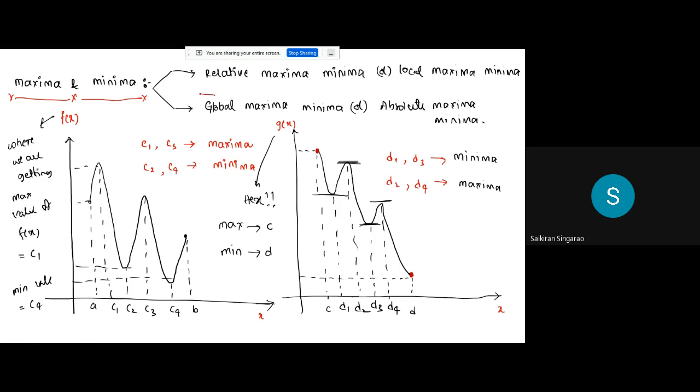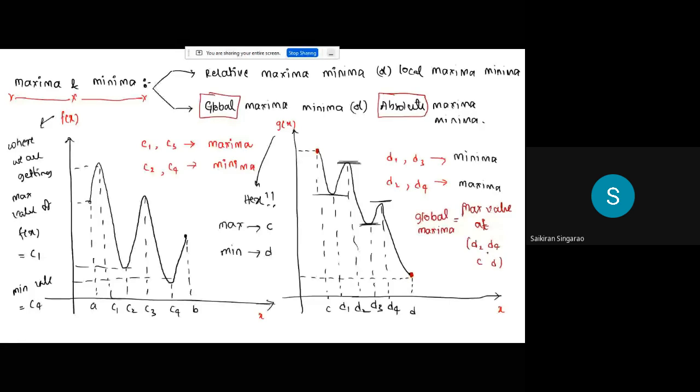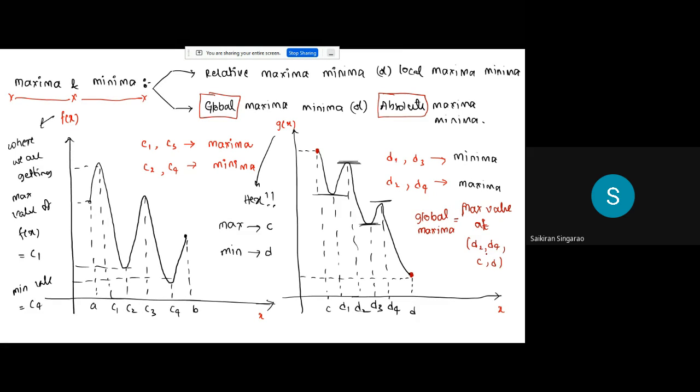Whenever you want to tell global or absolute maxima, see, I will tell like that. Global maxima is equal to the maximum value of, say, at D2, D4, C, D. In these 4 points, wherever maximum is happening, that will be your global maxima, right?